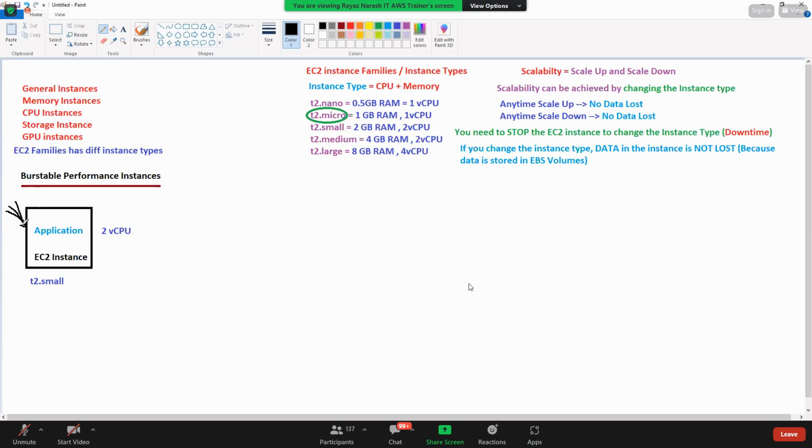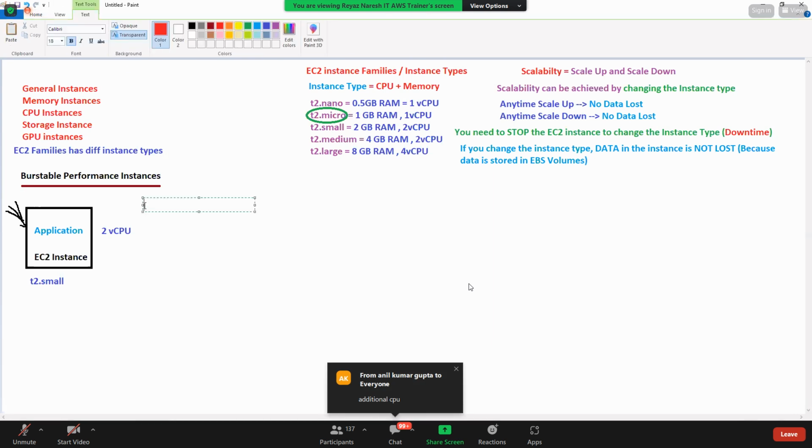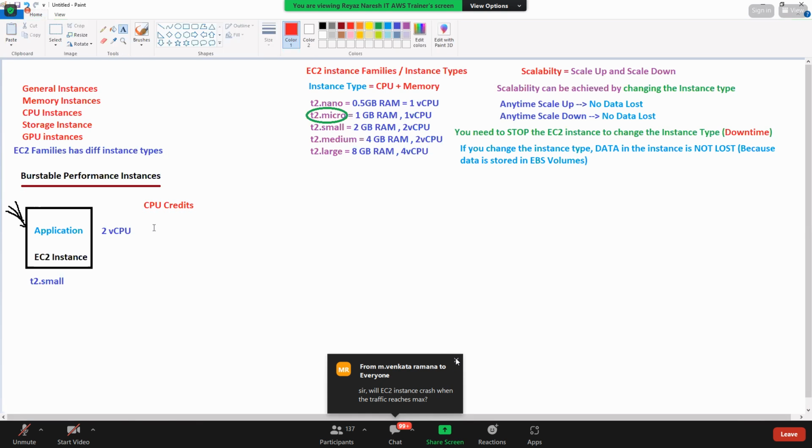To solve this, either you go and increase the capacity of the server from 2 GB to 8 GB, but is it possible in runtime? Not possible. You need to stop the machine. So in this case, the application needs additional CPUs, correct? AWS is giving this option called burstable performance instances. That means AWS will give you CPU credits, additional CPUs.